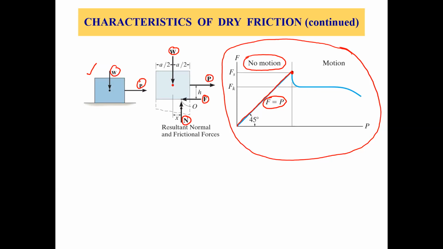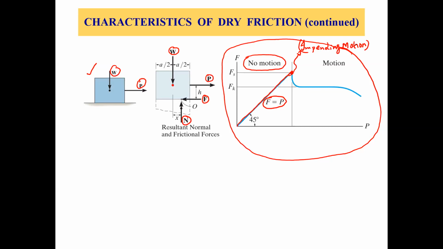Now, what about this point? At this point, we call it the impending motion point, right? Now, if the force P increases from this point onwards, then there will be some motion. So that's why this point is called the impending motion point, right? So this is impending motion.